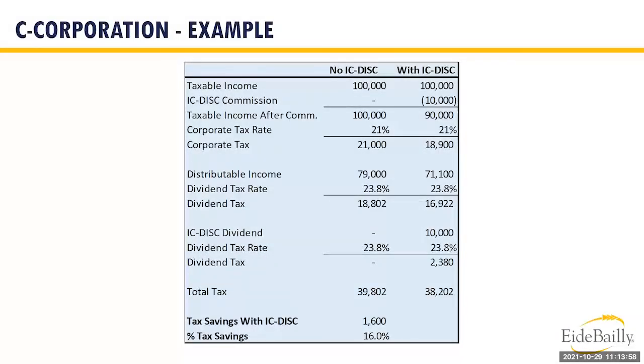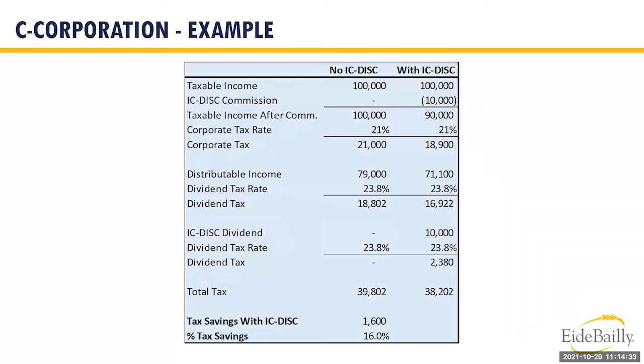And an example with some numbers for the corporate example. So again, we'll assume $100,000 of taxable income, 21% corporate tax, so 21,000 would be our tax at the corporate level. They would distribute the net proceeds, 79,000, out to the shareholders at 23.8% tax, so 18,802 would be the tax the shareholder pays on the dividend income, resulting in total tax of 39,802. Now we add the IC-DISC to the structure in the right column.